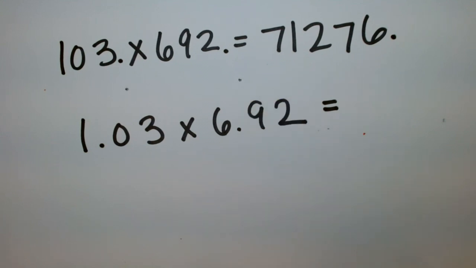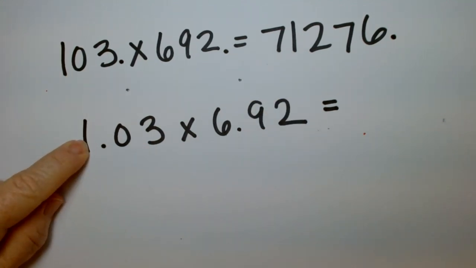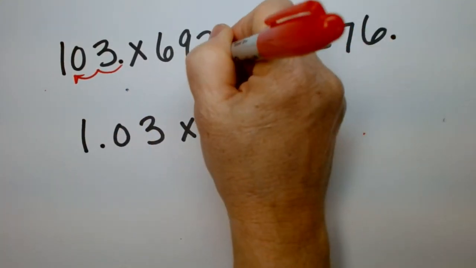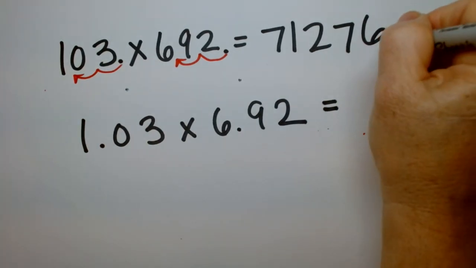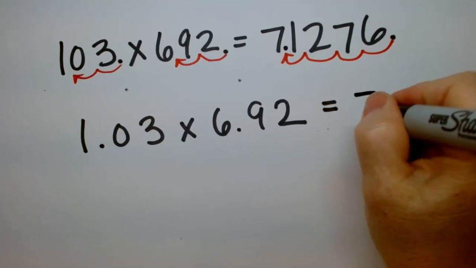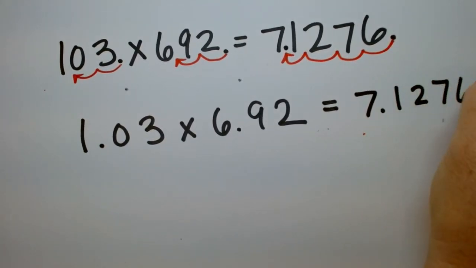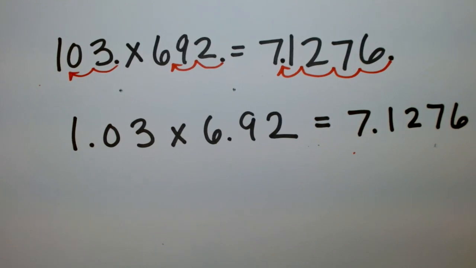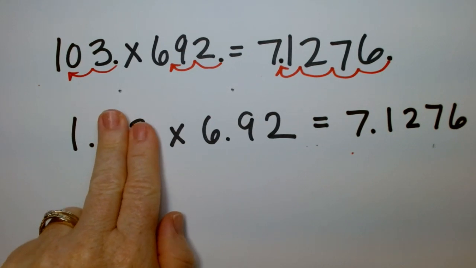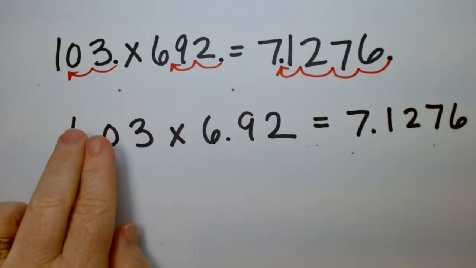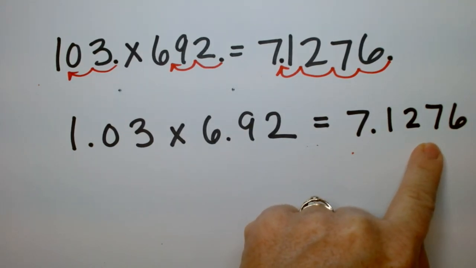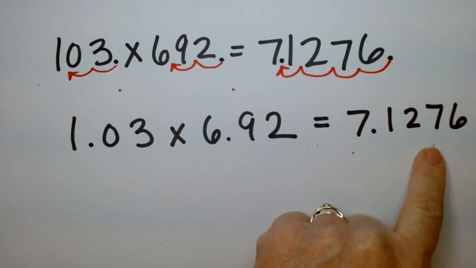Okay, so what did we do? How did we get from 103 to 1.03? We went 1, 2 hops, okay? How about this one? We also went 1, 2 hops. So that means this goes 1, 2, 3, 4. Did you get 7.1276? Okay. And also you can ballpark it. This is about 1, right? 1.03, that's about a 1. 6.92, that's about 7. What's 1 times 7? It's about 7. So that's another way to check your answer to make sure that you're getting the right one.